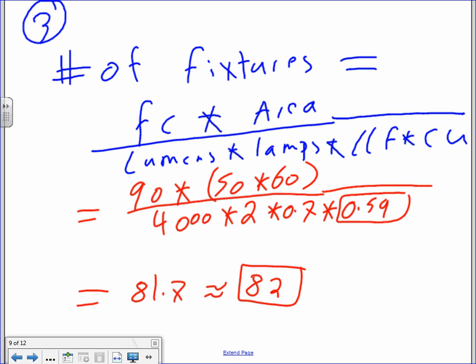Now, we need to find a layout. We found the fixture. We're going to lay them out. Cool? Everybody's good? Good. Okay. Let's go to the layout.